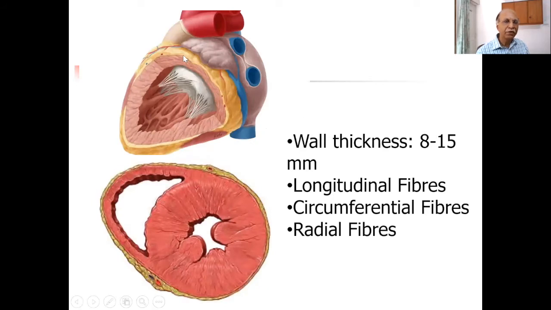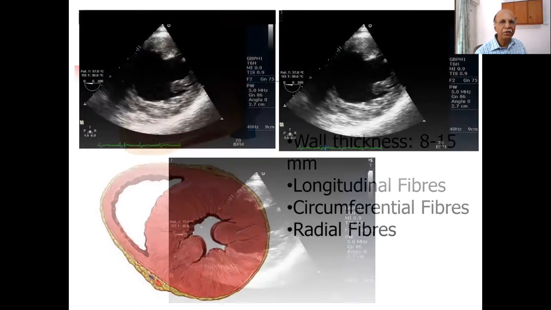It is ellipsoid in shape with a broad base and narrow apex. It has three types of fibers: the longitudinal fibers, the circumferential fibers, and the radial fibers. The circumferential fibers contract in a clockwise and anti-clockwise fashion and are responsible for the wringing motion or wringing effect of the myocardium. The longitudinal fibers lead to longitudinal shortening, and the radial fibers lead to radial shortening of the ventricle. So by assessing the changes in the shape and size of the ventricle, you can actually assess the left ventricular systolic function.